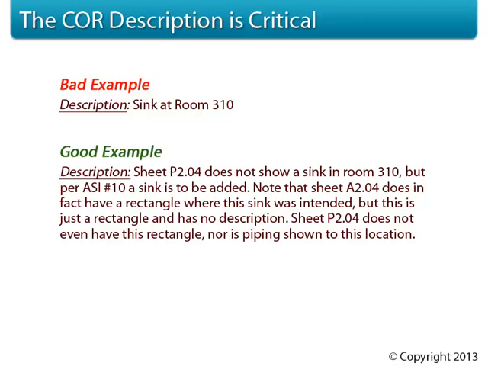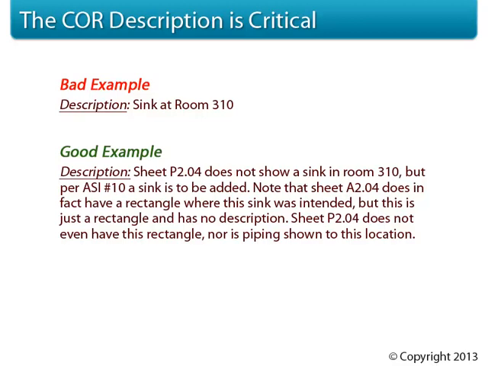Sheet P2.04 does not show a sink in room 310, but per ASI number 10, a sink is to be added. Note that sheet A2.04 does in fact show a rectangle where this sink was intended, but this is just a rectangle and has no description. Sheet P2.04 does not even have this rectangle, nor is the piping shown to this location.